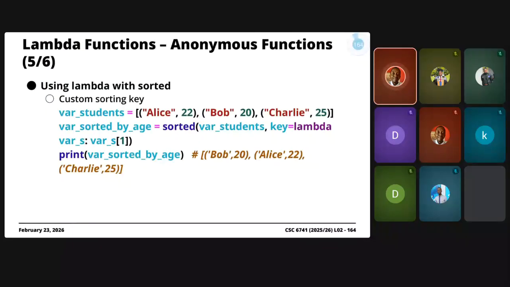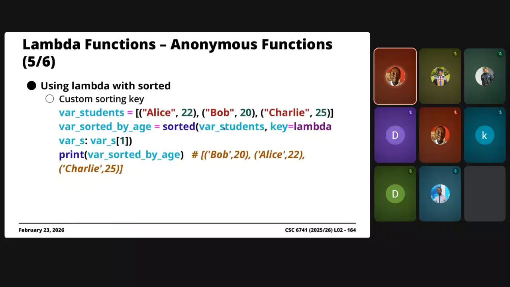And then this example just uses lambda to sort. I have a list with tuples corresponding to key-value pairs for names and corresponding ages, I guess, of students or something. What I'm interested in doing here is sorting these entries in such a way that they're in ascending order of age. These are not sorted by age: 22, 20, 25, right?